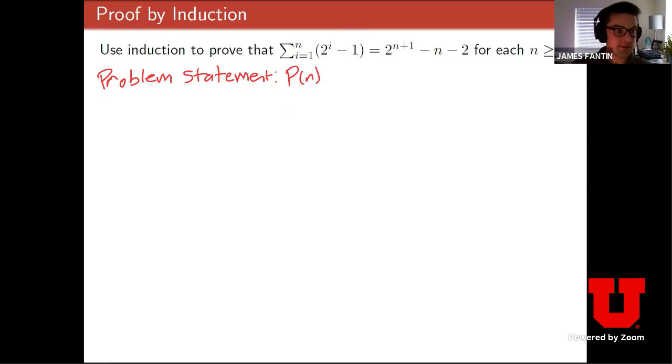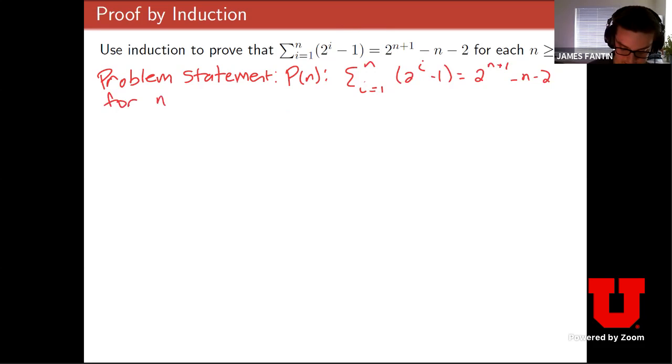And so for this statement, we would basically just have this hypothesis here. P of n just means that the sum from i equals 1 to n of 2 to the i minus 1 is 2 to the n plus 1 minus n minus 2, for n greater than or equal to 1. It's just our problem statement.